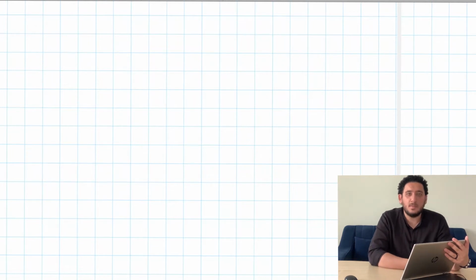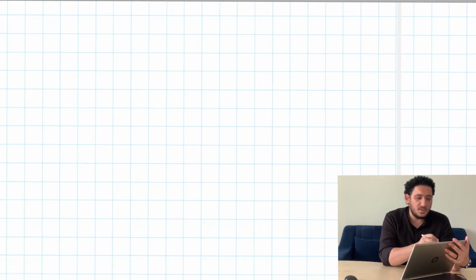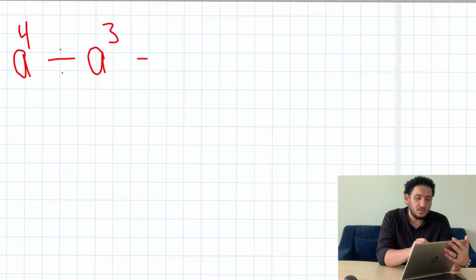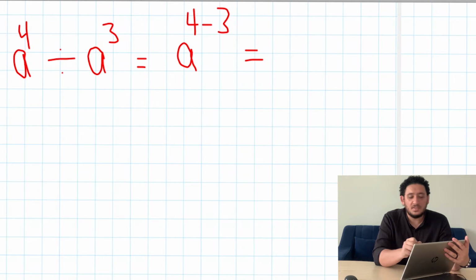The second rule is about division. When you ask yourself what is the opposite operation to multiplication, it's dividing. So what is the opposite operation to adding? It's subtracting. So we can deduce that if you have, for example, a power 4 divided by a power 3, you will subtract the powers. You write the same base and the indices will be subtracted. It means a power 1. Do we have to write 1? No, we don't. So it equals a directly.